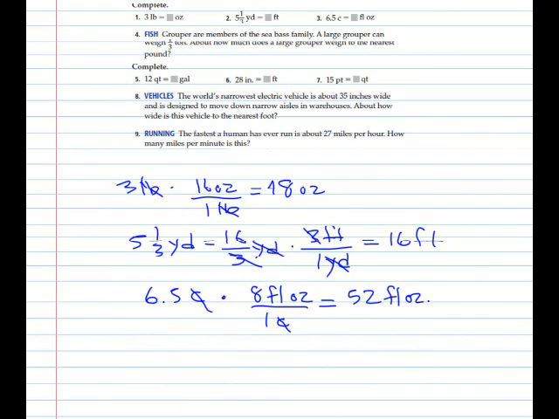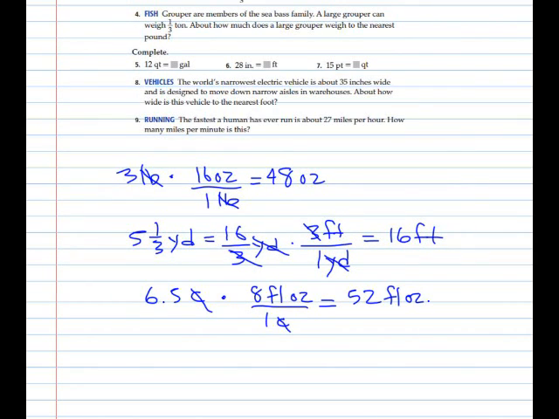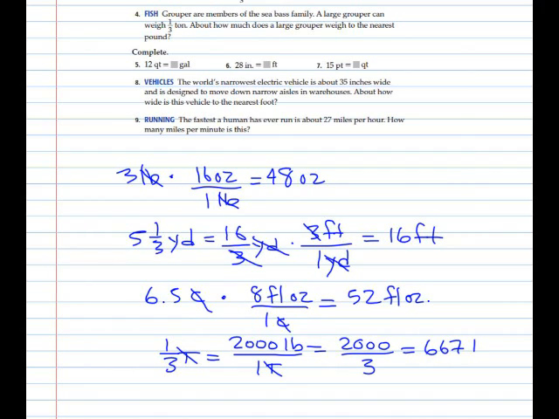Number 4. Groupers are members of the sea bass family. A large grouper can weigh 1/3 of a ton. About how much does a large grouper weigh to the nearest pound? Well, 1/3 of a ton. There are 2,000 pounds per ton. Divide out the common units. Gives me 2,000 over 3, which gives me about 667 pounds.